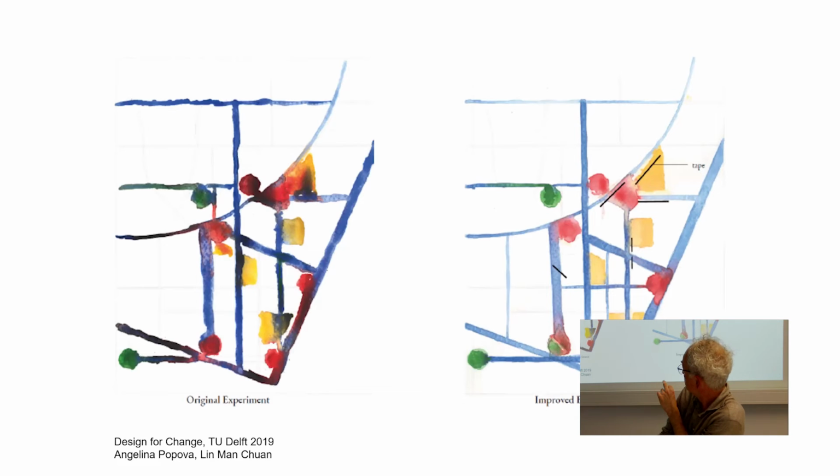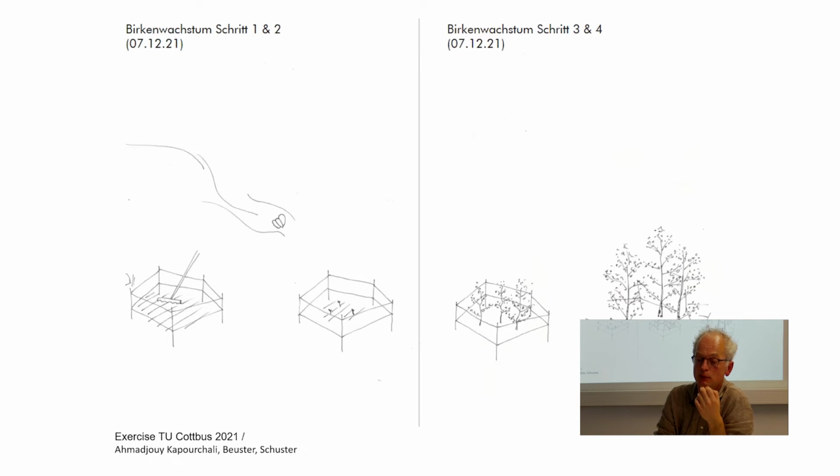Here, people try to use watercolor to see if that could reflect what perhaps people dynamic in space could be.